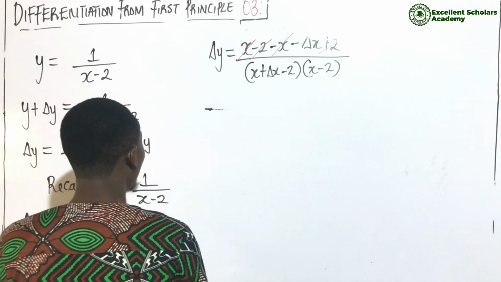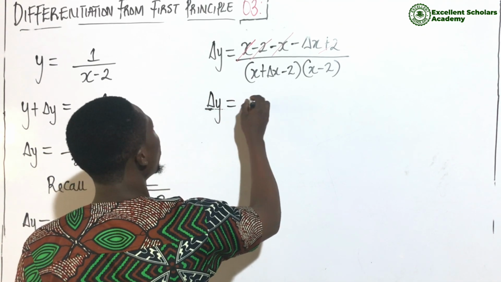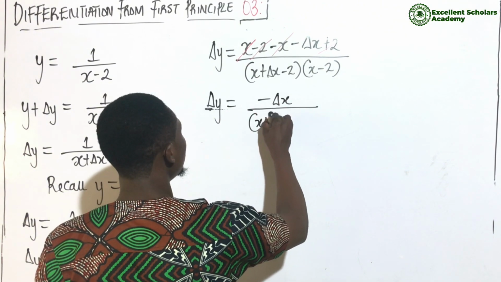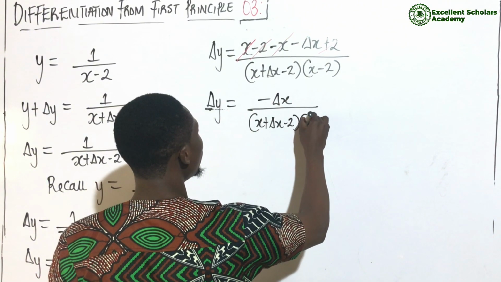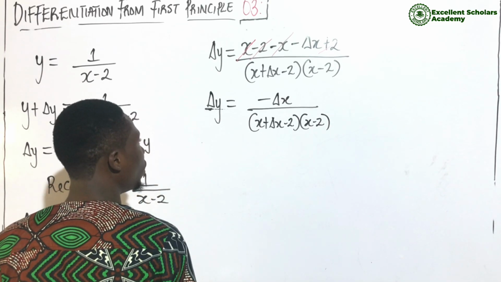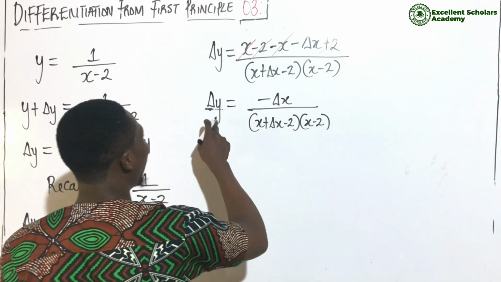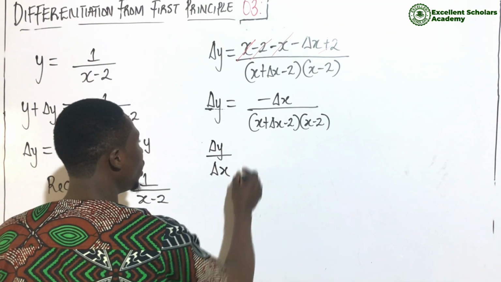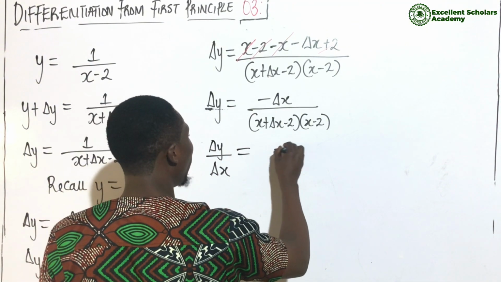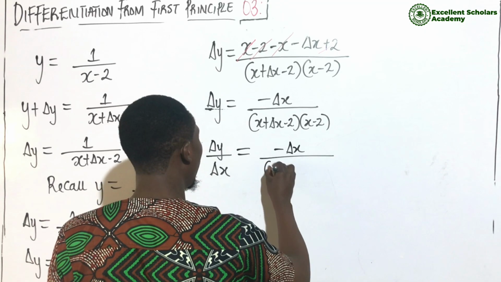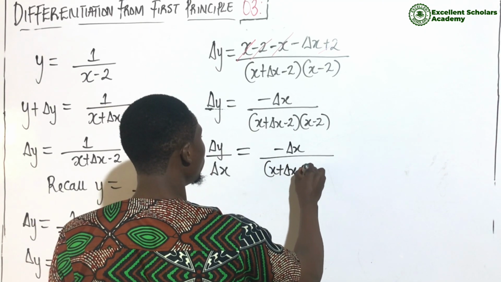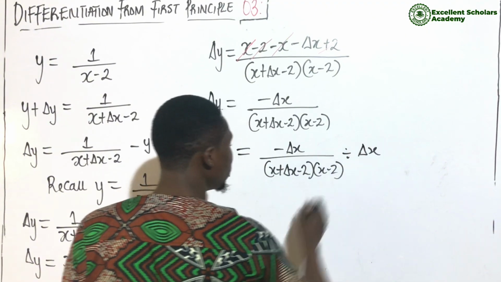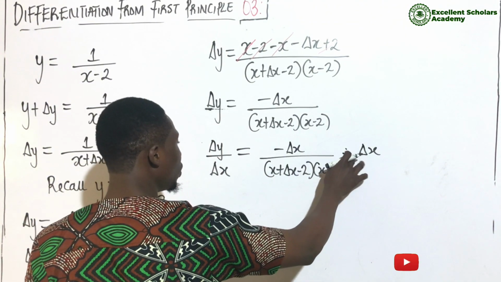Okay, so we're going to have change in y to be equal to minus change in x over x plus change in x minus 2 into x minus 2. Okay, so now we're going to divide through by change in x, so it becomes change in y over change in x equals minus change in x over x plus change in x minus 2, x minus 2 divided by change in x. And this division must turn to multiplication.